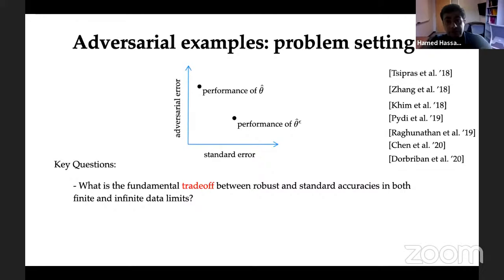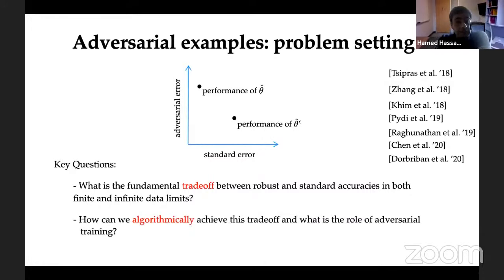Is this type of trade-off that I just mentioned because we don't have good algorithms, or is there something more? If you have infinite data and infinite computational power, can we obtain models that are both good in terms of adversarial error and standard error? That's one fundamental question that we need to answer. The other question is, once we have obtained these fundamental trade-offs, can we algorithmically achieve them?